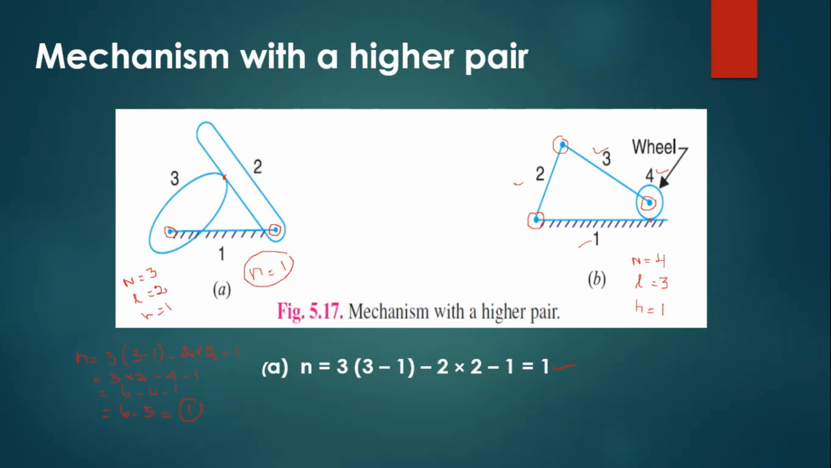So substitute these values. Now n is equal to 3 into 4 minus 1, that is 3, minus 2 into 3, minus higher pair 1. See, 3 threes are 9, minus 6, minus 1. So how much? 9 minus 7 is equal to 2, right? So 4 total links, 2 into 3 lower pairs, and 1 higher pair. So totally n is equal to 2. It's an unconstrained mechanism, right?